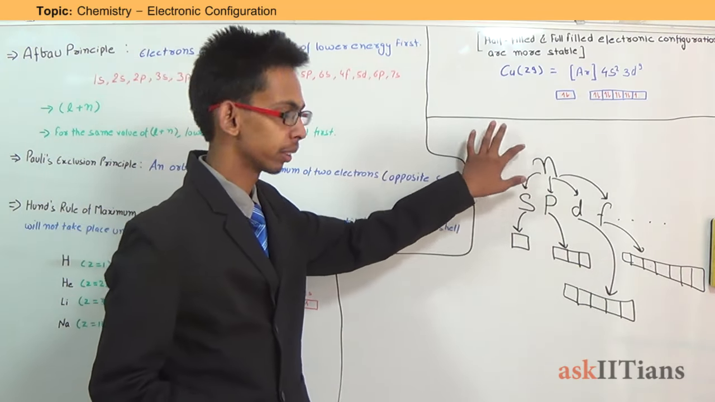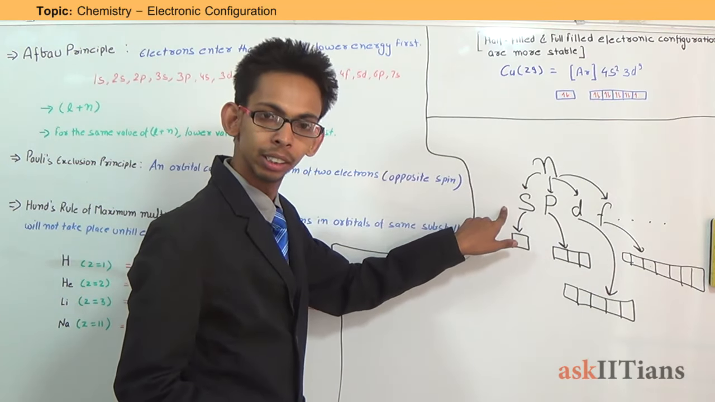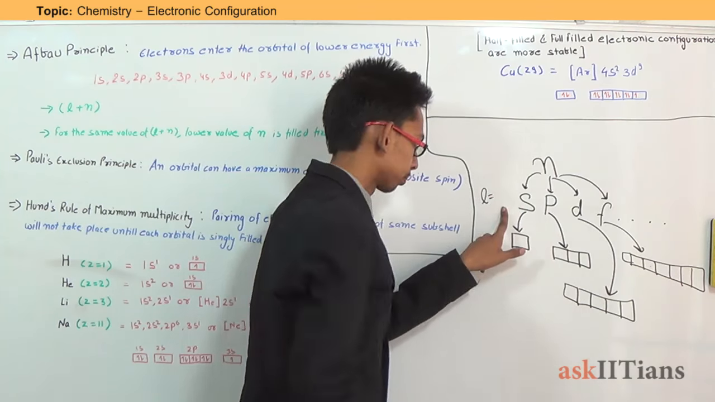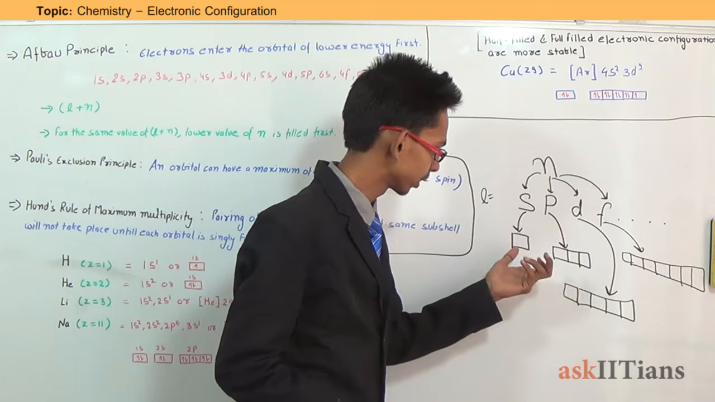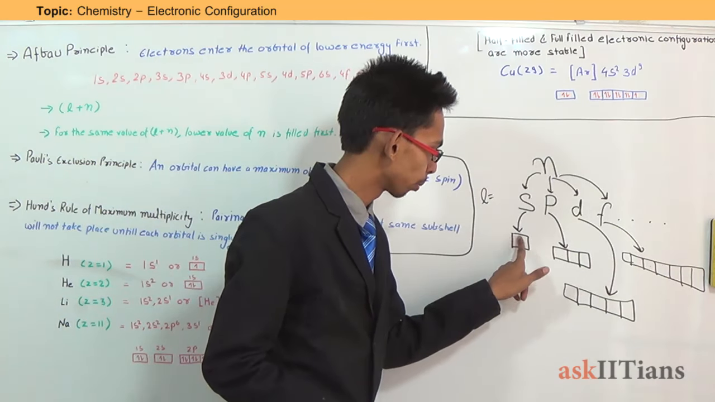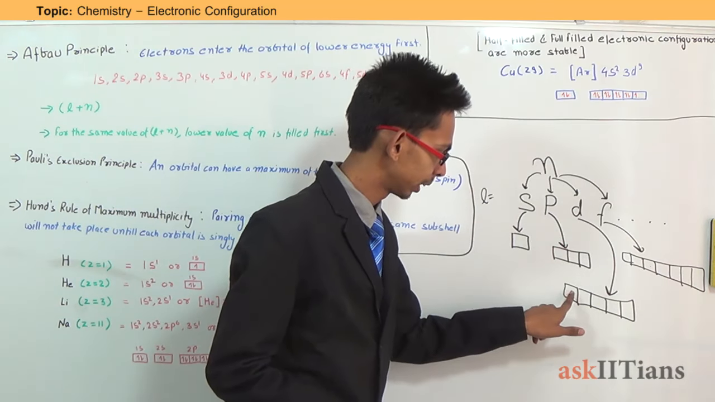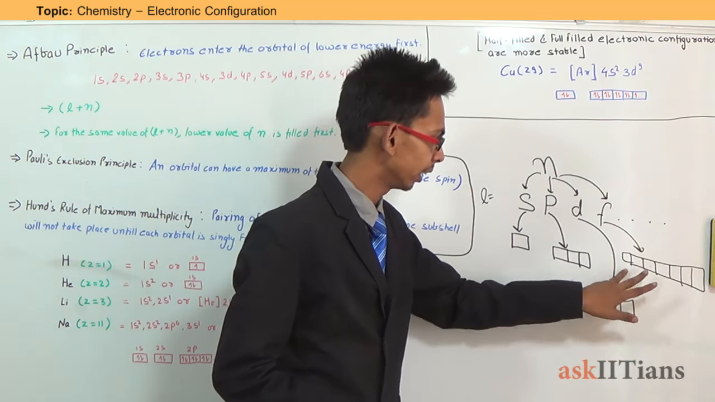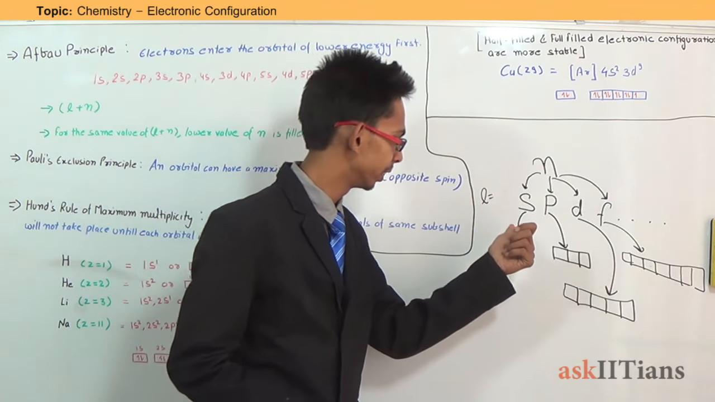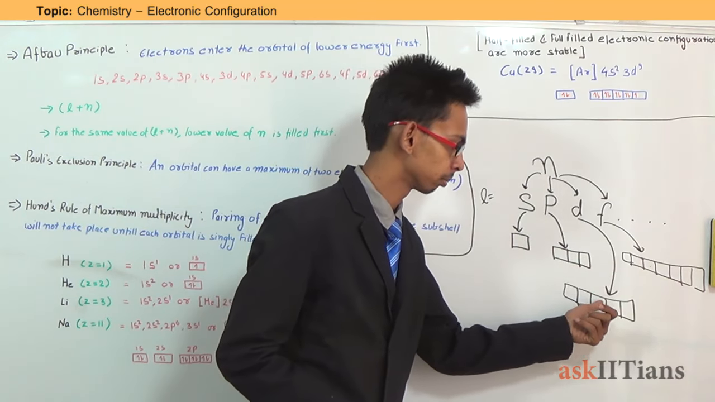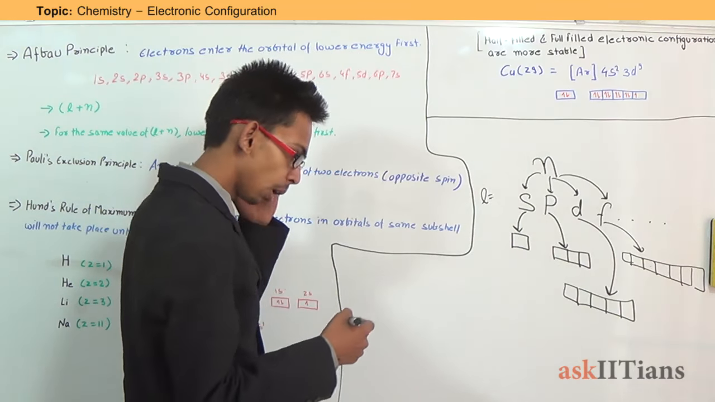So the structure is, first of all, shells represented by the principal quantum number, that is n. Then these shells contain subshells, which are represented by L, the azimuthal quantum number. And then these subshells further contain orbitals. These small boxes are orbitals: one orbital in S, 3 orbitals in the P subshell, 5 orbitals in D, and 7 orbitals in F. And electrons are present within these orbitals, in these boxes.